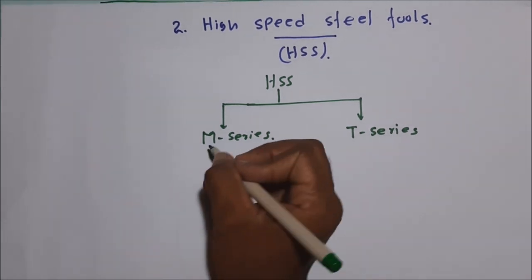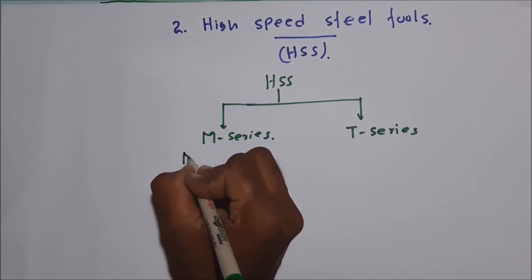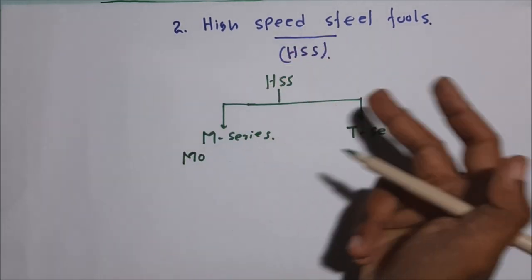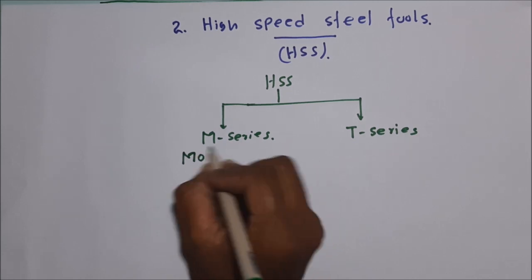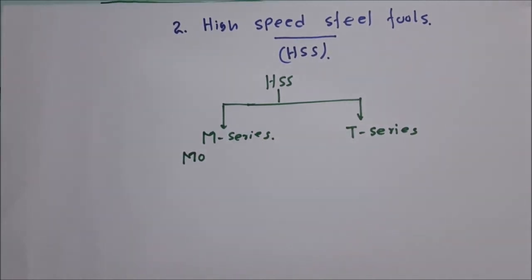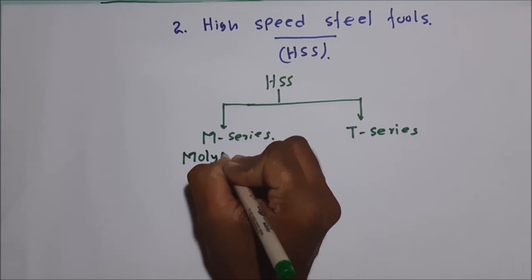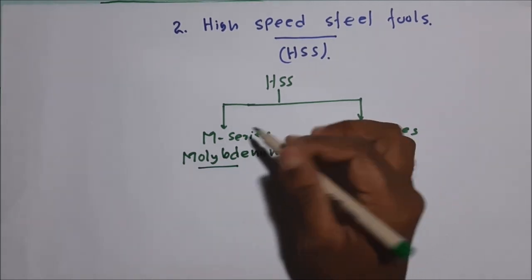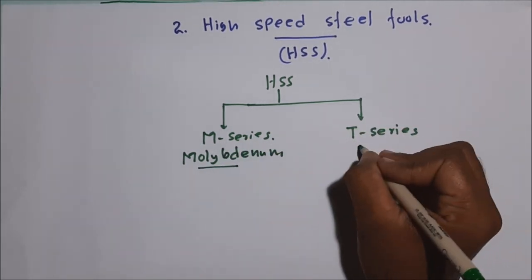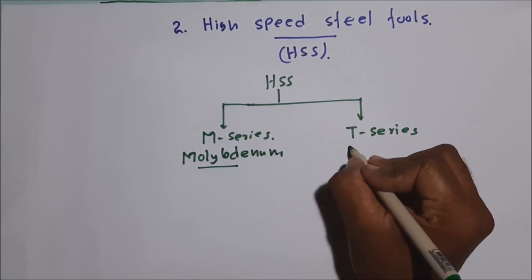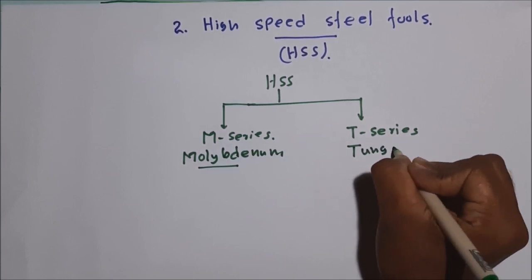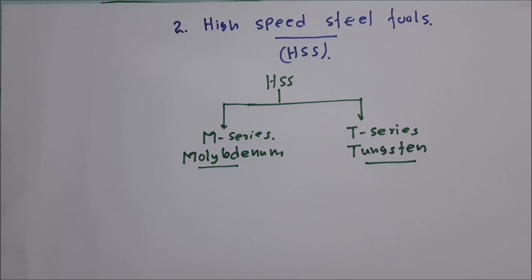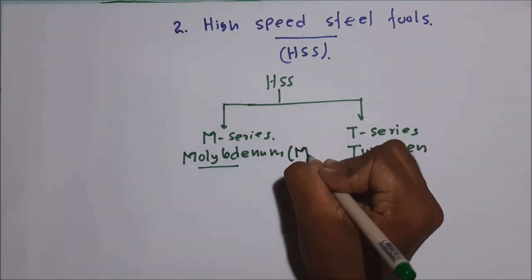M means molybdenum. The main alloying element is molybdenum. The HSS tool is a ferrous alloy metal, and the main alloying element is molybdenum, that's why it's called M series. For the T series, the main alloy metal is tungsten.